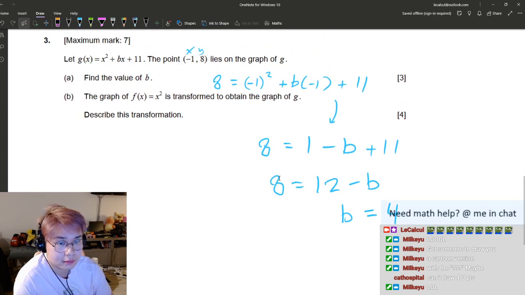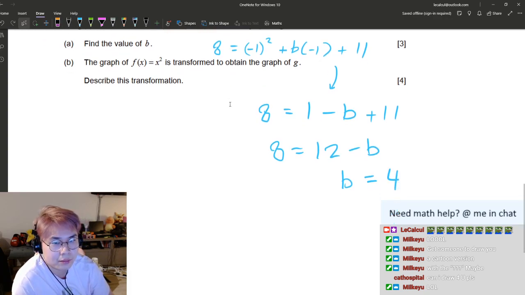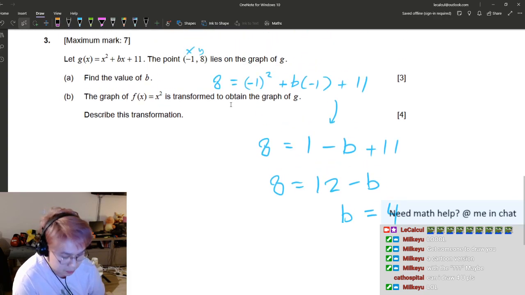Then, I have the graph of f of x, and then that gets transformed into the graph of g. And then we need to describe this transformation. Okay, I know how to do this, but give me a second to think about how to explain this well.